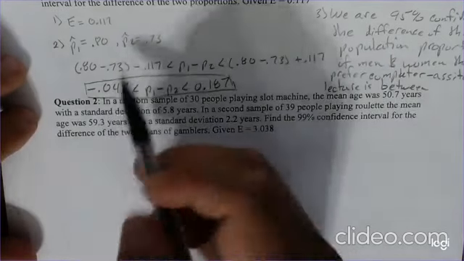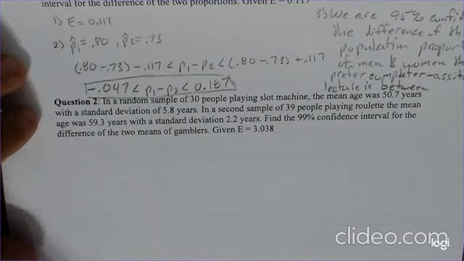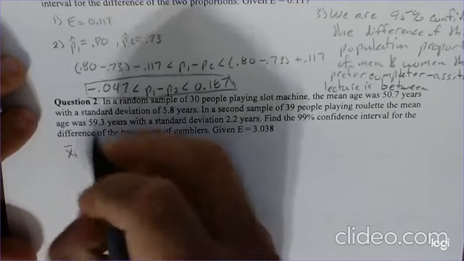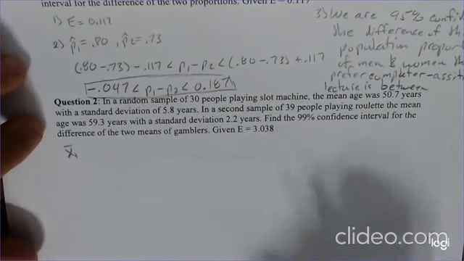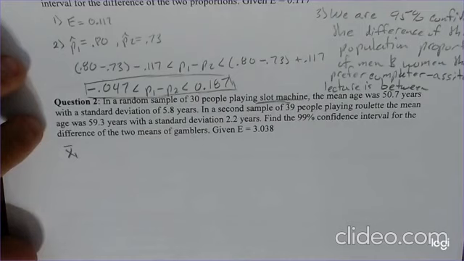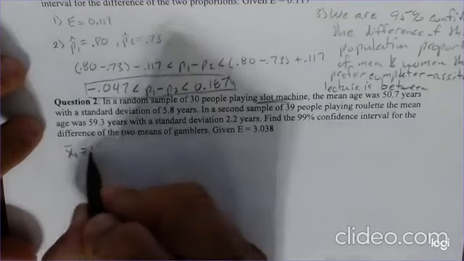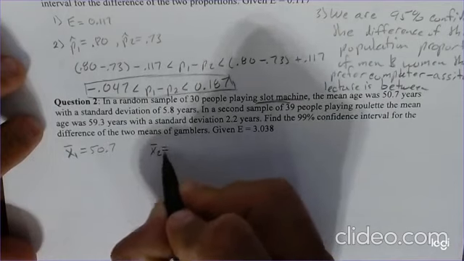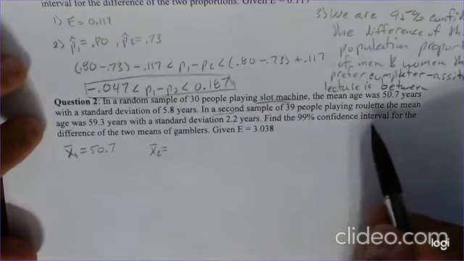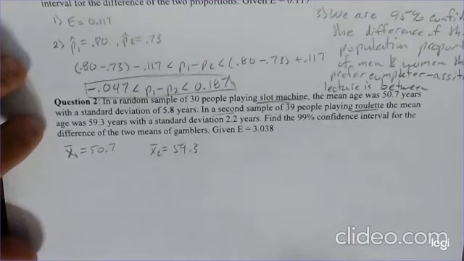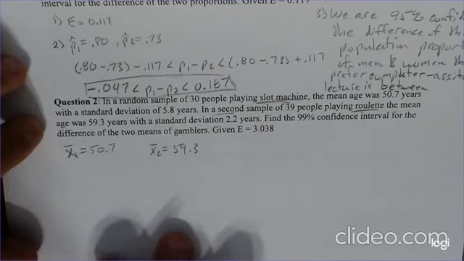If you're wondering what's going to be 1 and 2, how it's always going to look is your x1 is always going to be the first thing given to us. So in this case, x1 is the people who are doing slot machines, so it's going to be 50.7. And therefore x2 is the people playing roulette, the second option given to us, which is 59.3 years. That's how we label those accordingly.